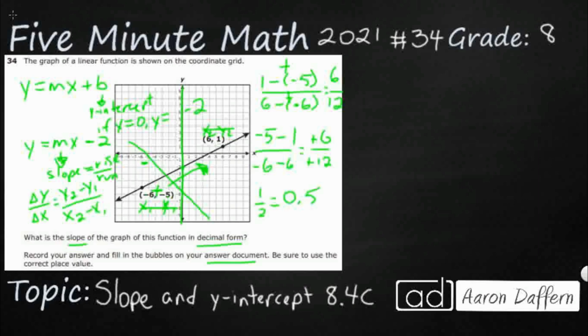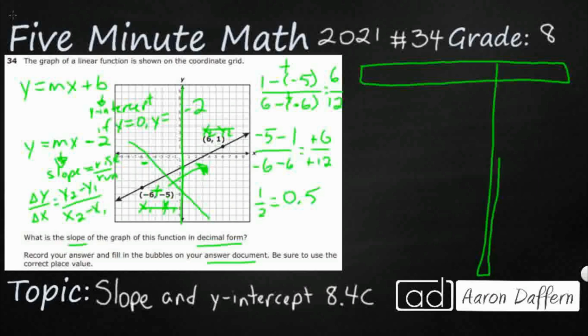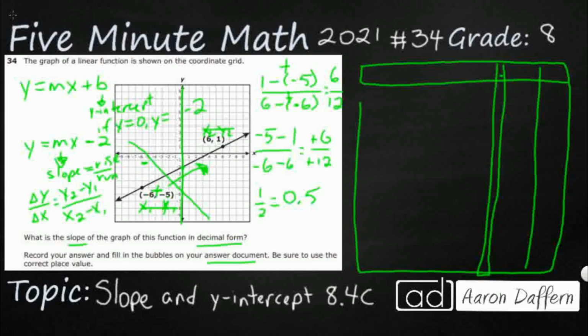We need 0.5, but we need to put it in our bubble document here, the free response. This is what you're going to get: a really thin column with no bubbles. That's just your decimal. You get 2 spots to the right, and we will just need one of those. You've got 4 spots to the left.